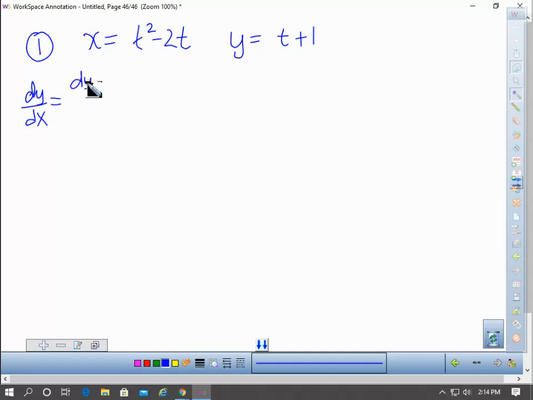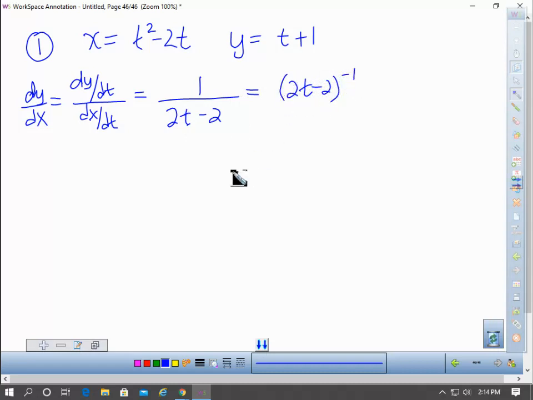That's dy dt divided by dx dt, because basically I'm just multiplying these by 1 over dt, 1 over dt. All right, so I need the derivative of the y expression. The derivative of my y expression here, in terms of t, is 1. And then I need the derivative of the x expression in terms of t. So that's going to be 2t minus 2. And that's my answer. Now, of course, I can rewrite this as 2t minus 2 to the negative 1 if I wanted to. Okay? So there's your first derivative, 1 over 2t minus 2. Piece of cake, easy, easy.